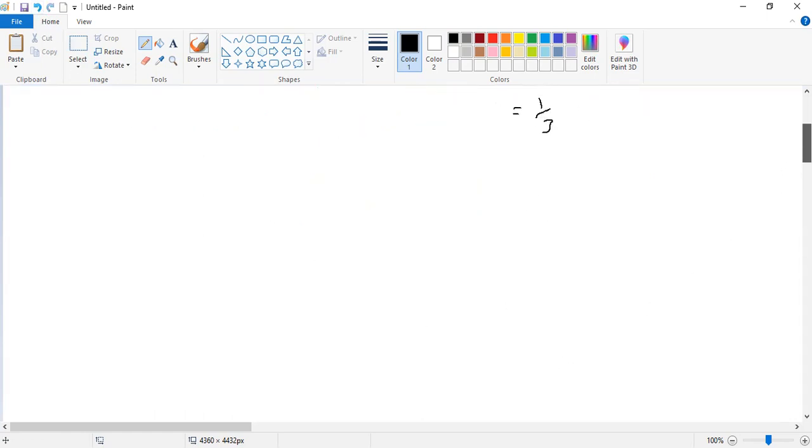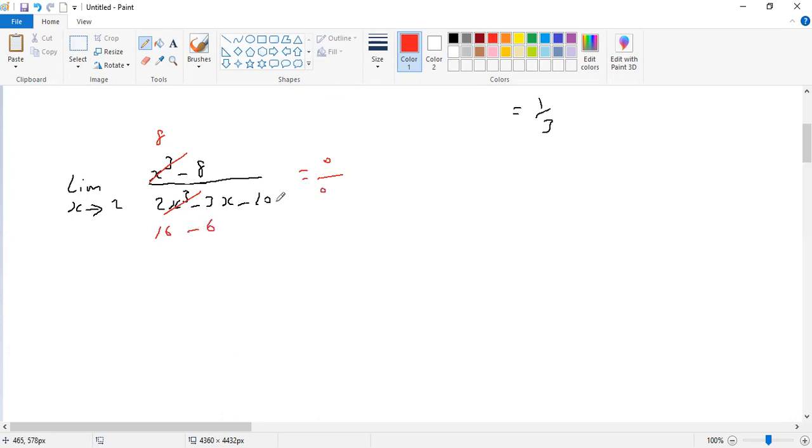Another example. To find the limit as x approaches 2 of x cubed minus 8 over 2x cubed minus 3x minus 10. Now see, if we replace x with 2, the numerator is 8 minus 8, 0. In the denominator, if you put 2, this will be 8 by 2, 16, minus 3 by 2, 6, so minus 6, minus 10, 0. So also we have 0 over 0.